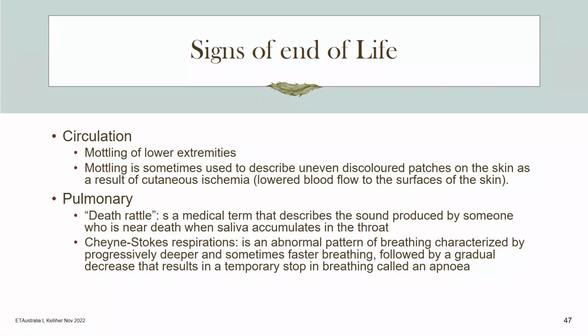Signs of end of life. So we're moving on now to the end of life. I think most of you will be or have seen these signs. We'll go through them. Circulation, mottling of lower extremities. Mottling is sometimes used to describe uneven, discoloured patches on the skin as a result of cutaneous ischemia, lowered blood flow to the surfaces of the skin.